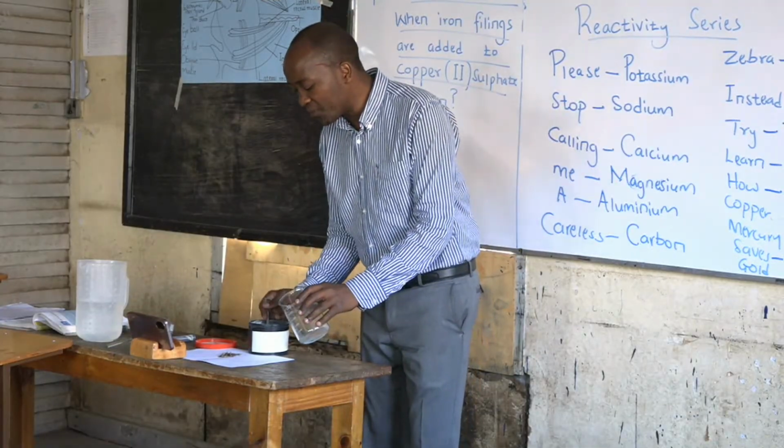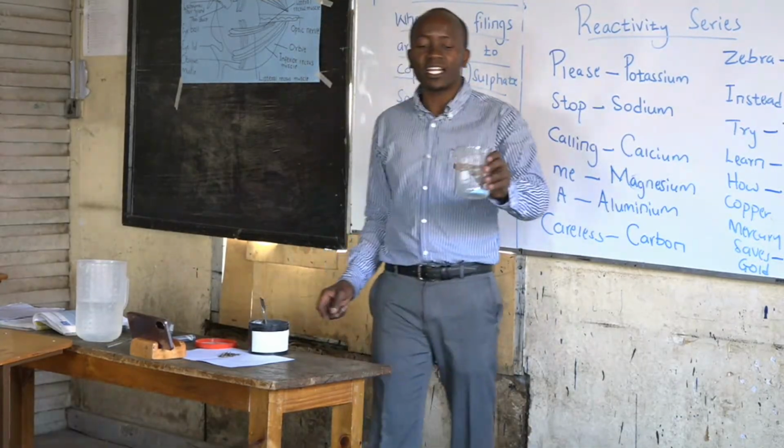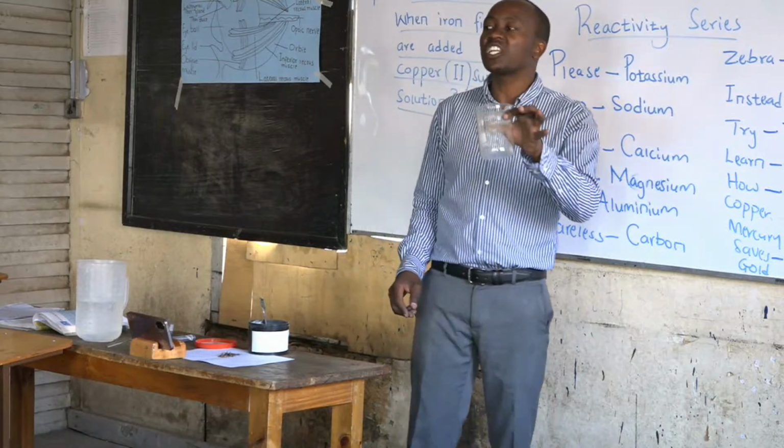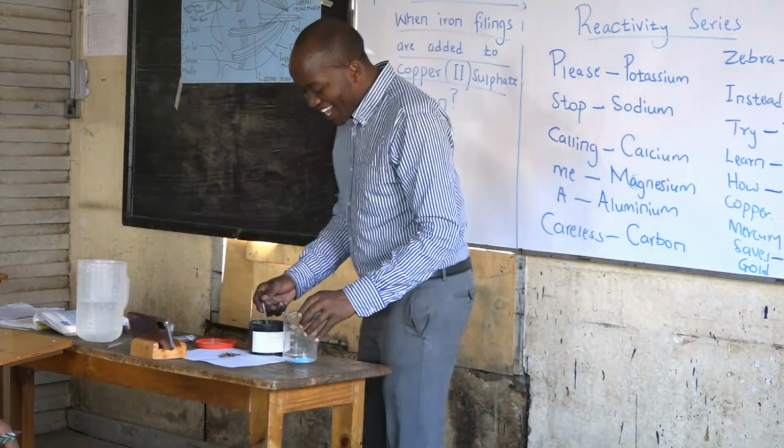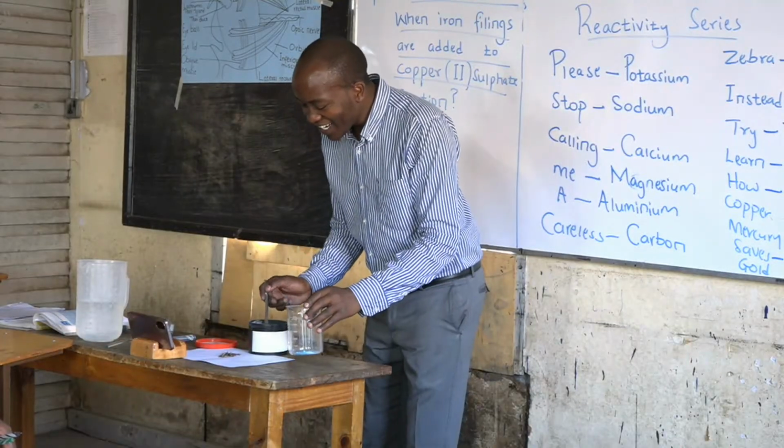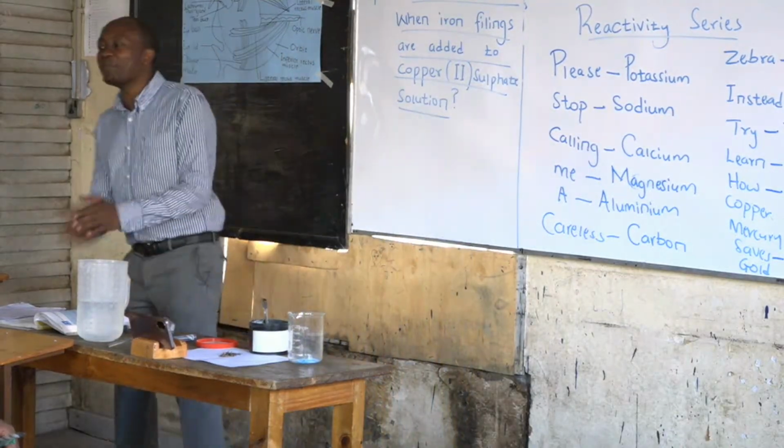So this is copper(II) sulfate. We're just going to use a little of copper(II) sulfate. It is blue in color. Very good. It is going to mix for us.